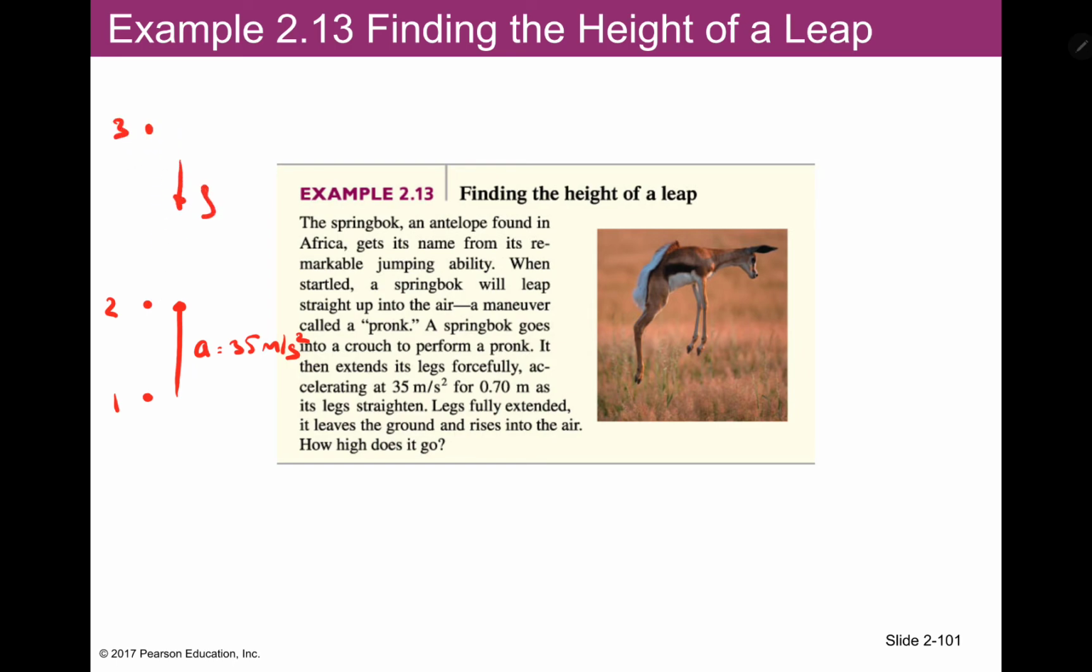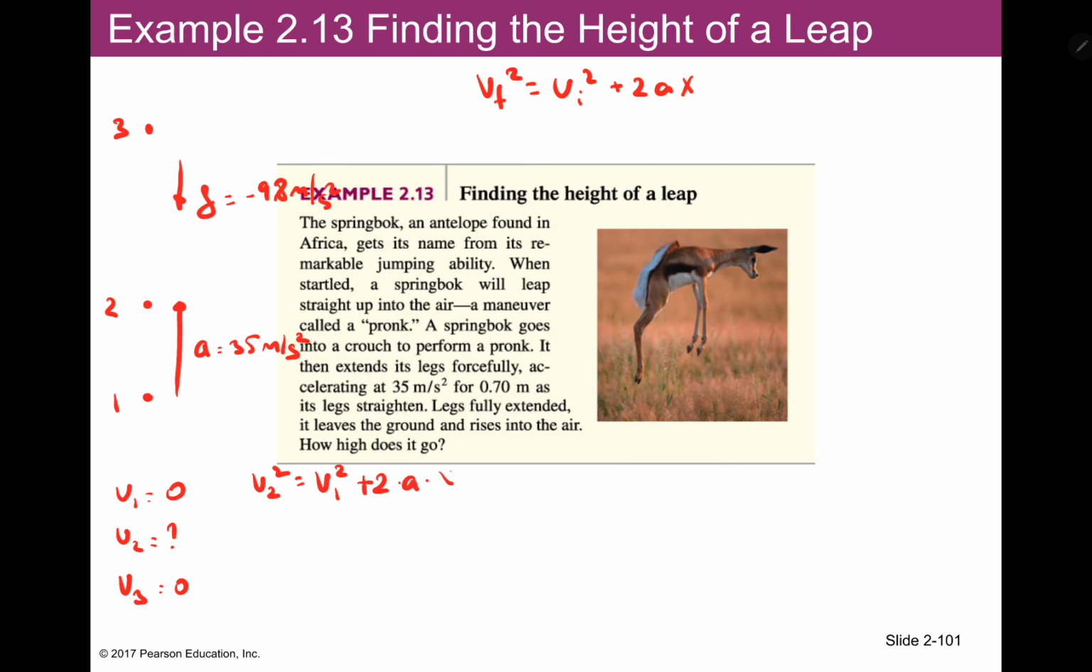So here we have gravity, negative 9.8. Negative just means direction downward. We know that velocity at point 1 is 0, velocity at point 2 is unknown, velocity at point 3 again will be 0, because it will stop and fall downward again. Let me write this equation: final velocity squared equals initial velocity squared plus 2a times displacement. In this case, displacement is basically height. Let me write this equation between points 1 and 2: final velocity at point 2 squared equals initial velocity at point 1 squared plus 2ax, and this x of course is 0.7. The initial velocity v1 equals 0.